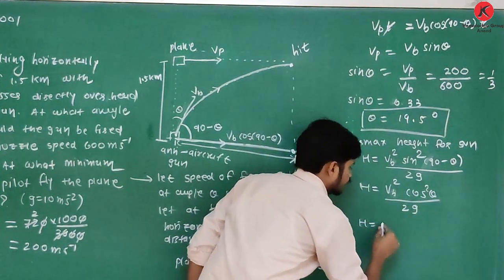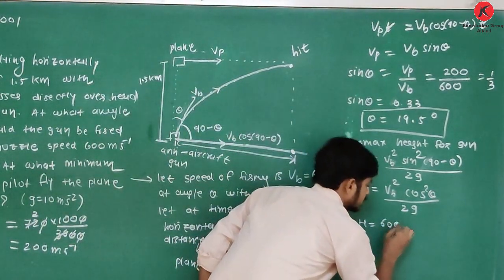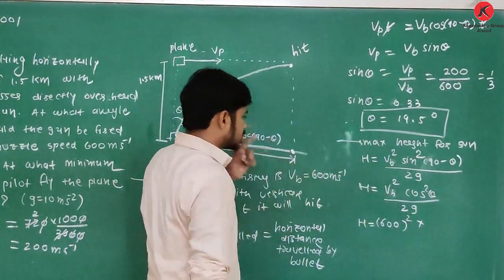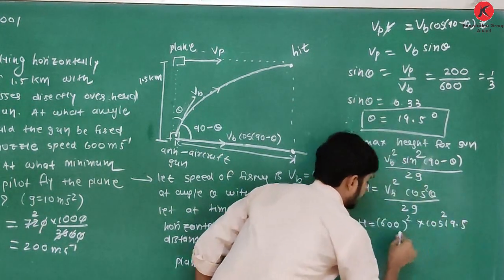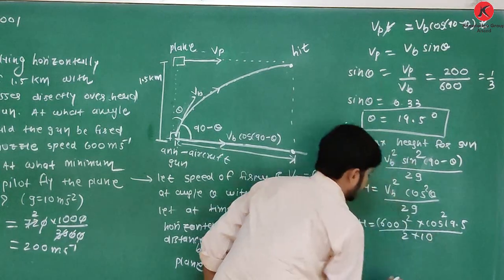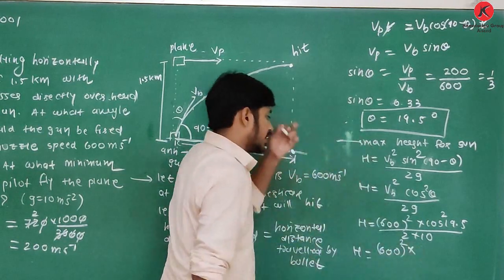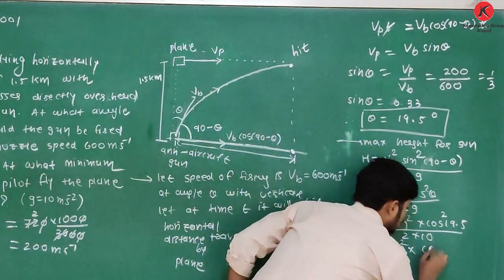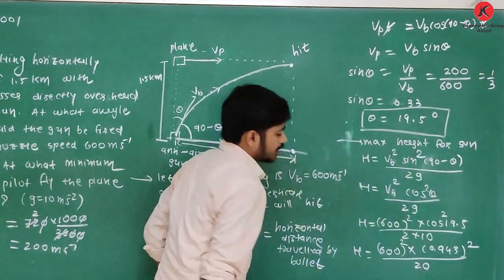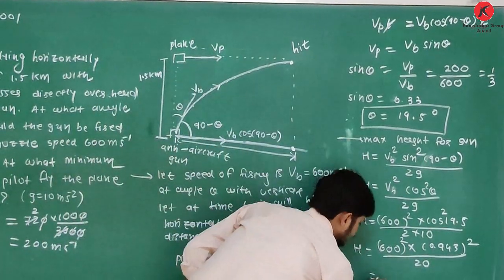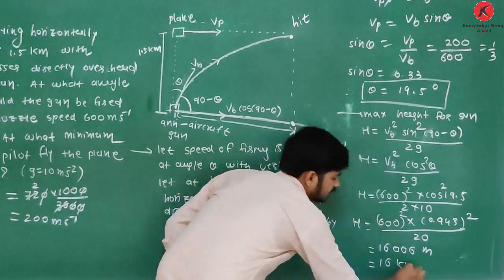So H is equal to Vb. What is the speed of the bullet? Speed of the bullet is 600, whole square. Cos square 19.5, divided by 2 into 10. So H is equal to 600 square, cos 19.5, whose value is 0.943, whole square, divided by 20. If you calculate this, you will get the answer 16006 meters. So you can say it is nearly 16 kilometers.